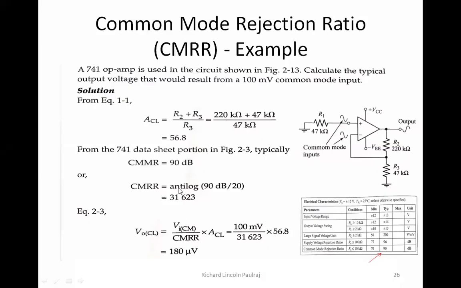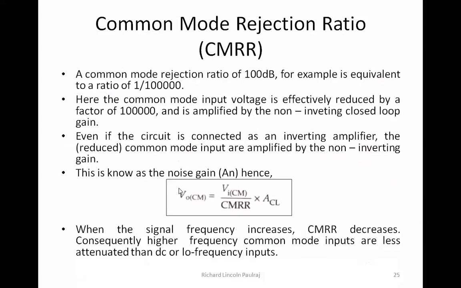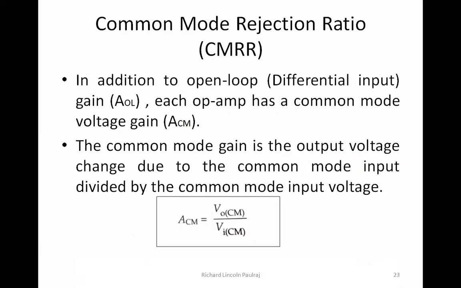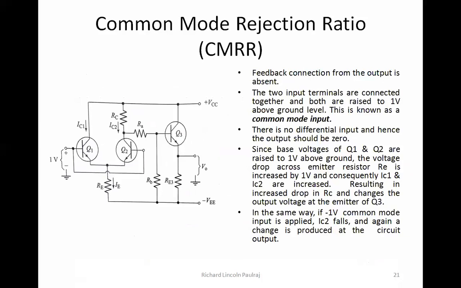So we had seen a few concepts on CMRR, which is common mode rejection ratio. And we got to know that common mode rejection ratio is a very important concept, because we are bringing both the base voltages together, shorting them together and giving a constant voltage across them.